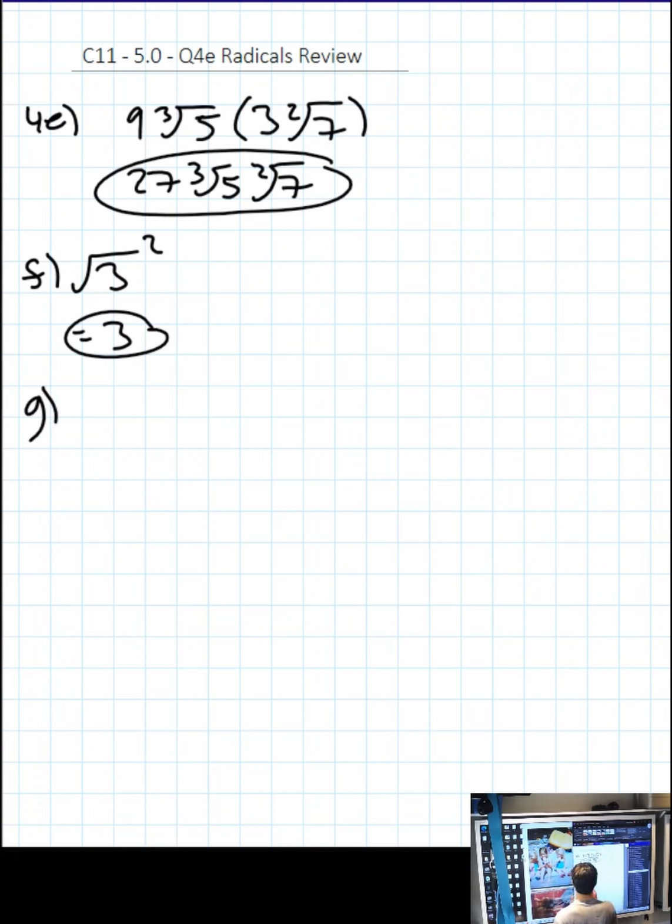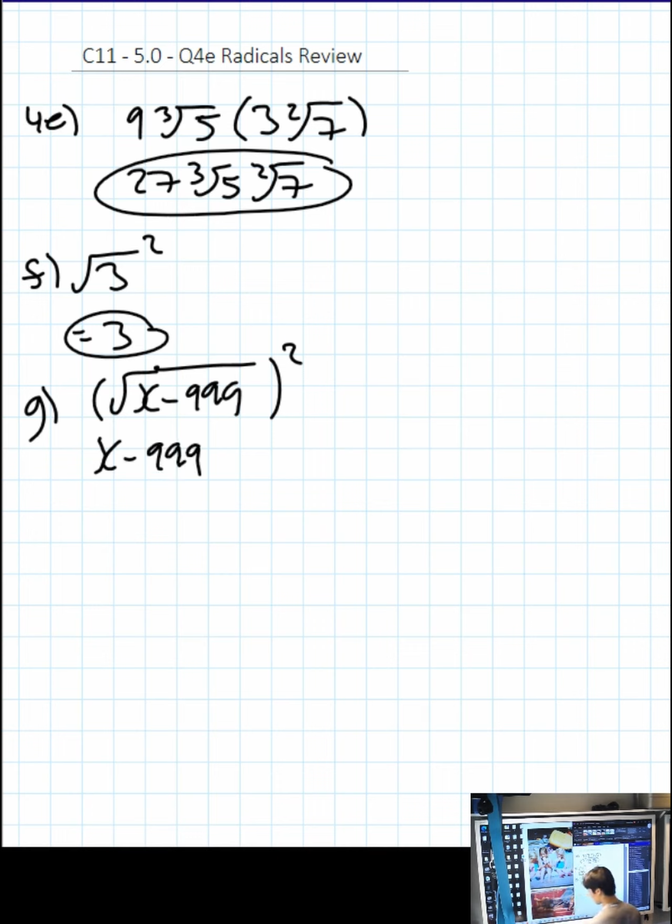Okay, we have 4G. So we have open bracket, square root x minus 999 underneath the root, close bracket, squared. So again, we just learned in the last question that something root something squared is just that something. So the answer is simply x minus 999. Circle your answer. Sometimes we're just doing this, so when we do harder questions in the future, we're going to be right on top of it.